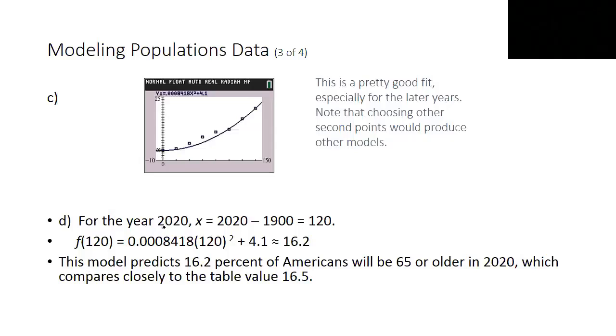So for 2020, x would be equal to 120, just plugging into that formula. So we're talking about f of 120. When x is equal to 120, what would y be? As you can see, we can predict with the model that 16.2% of Americans will be 65 years or older in the year 2020, which would be a good prediction based on the formula we have.